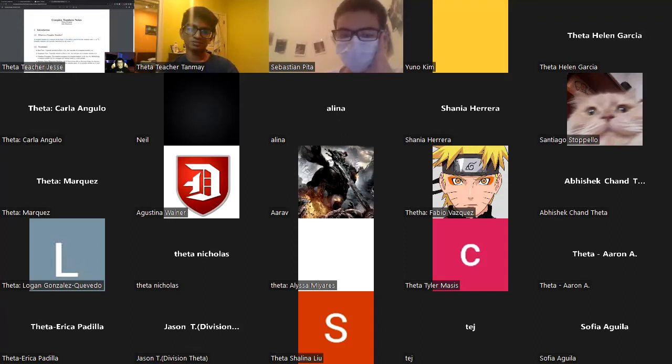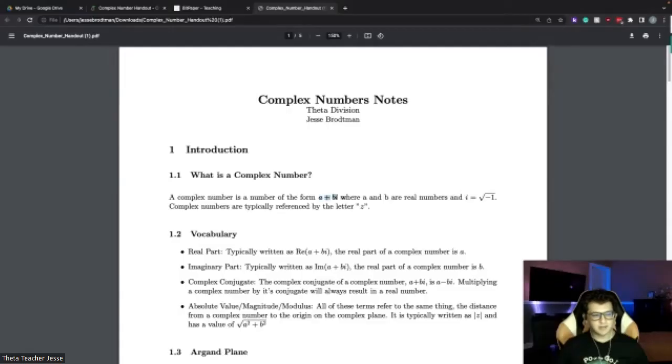And basically what a complex number is, it's this number in the form a plus bi, where i is going to be an imaginary number, which is the square root of -1. And typically this is referenced with the letter z. So you'll see something, like in the next section I wrote a plus bi, but typically people will just write z instead of that. So let's go through some vocab.